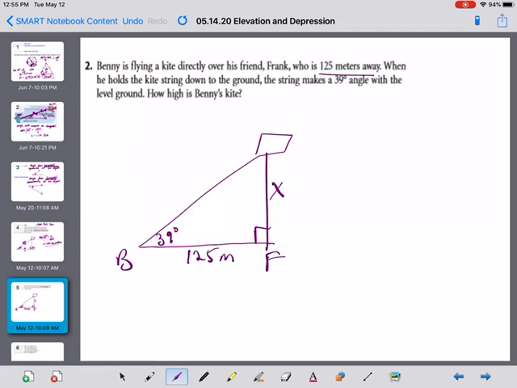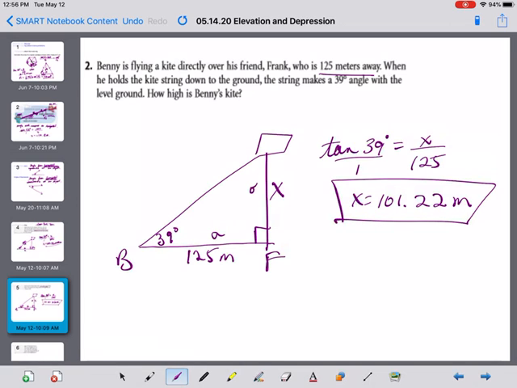Okay, which trig ratio will help us here? X is labeled opposite leg, 125 is adjacent leg, so that's tangent. Tangent of 39 degrees equals x over 125. Go ahead and cross multiply. 101.22 meters.